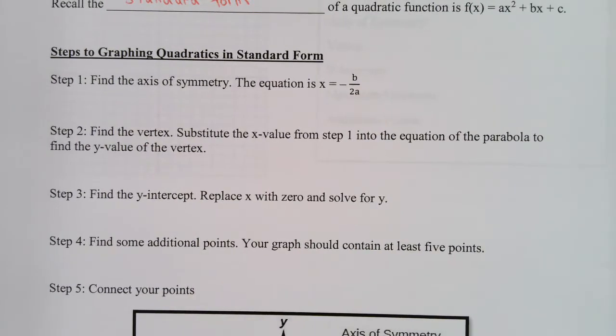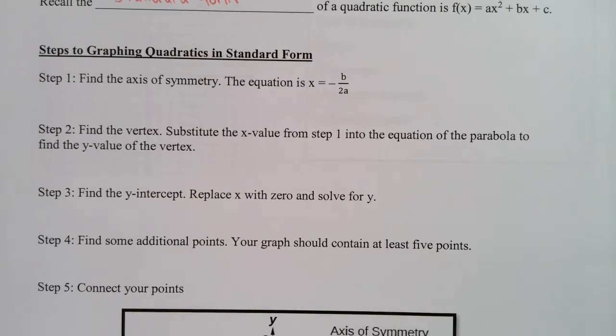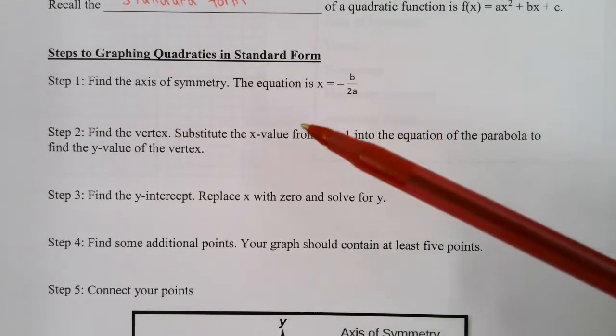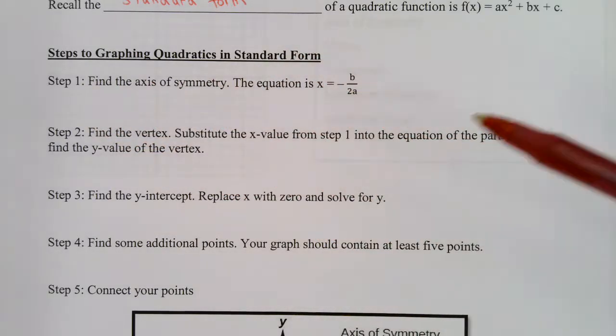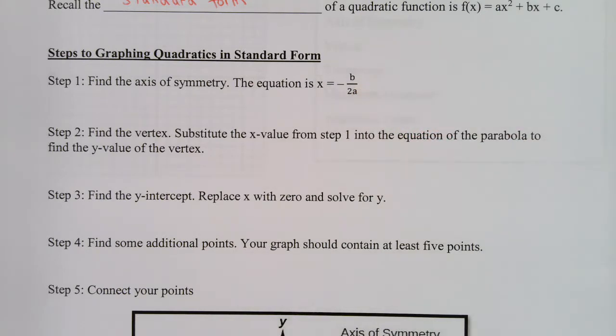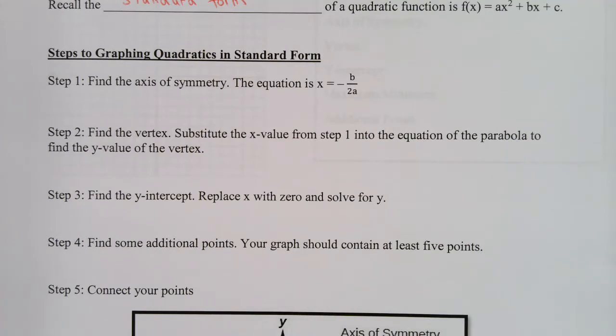You can pause the video if you want, or you can just read the document on Classroom or Canvas that has this. First, find the axis of symmetry. That's step 1. The axis of symmetry comes from this formula: x equals the opposite of b divided by 2a. Then step 2 is find the vertex. You get the vertex by substituting the x value from step 1 into the equation of the parabola to find the y value of the vertex.